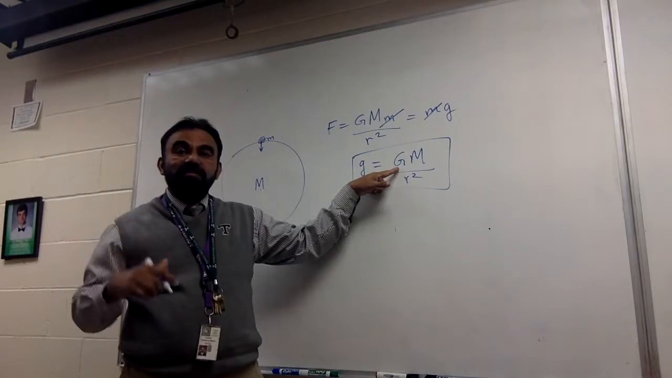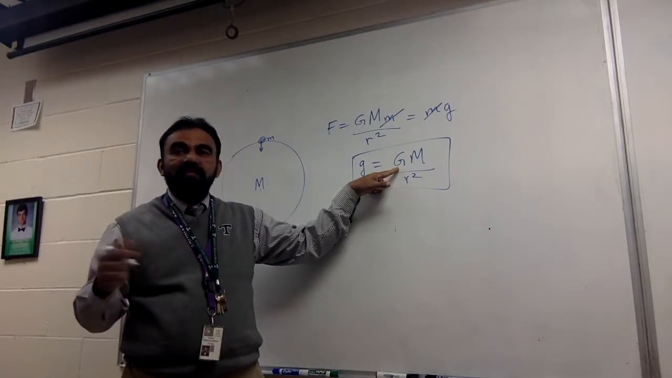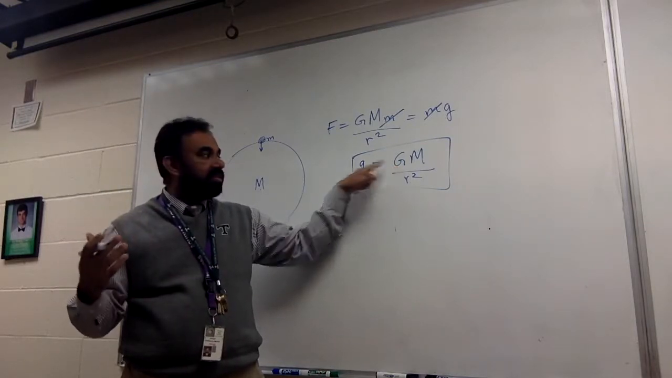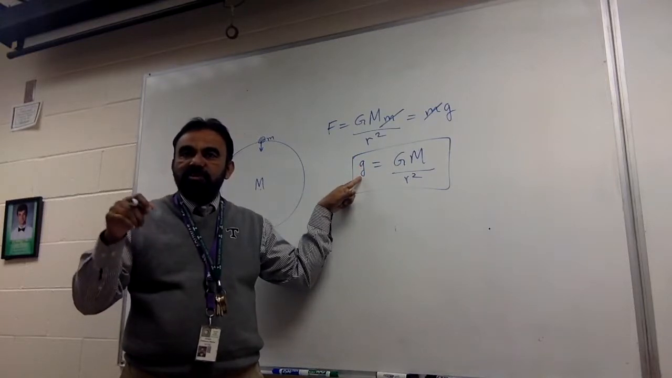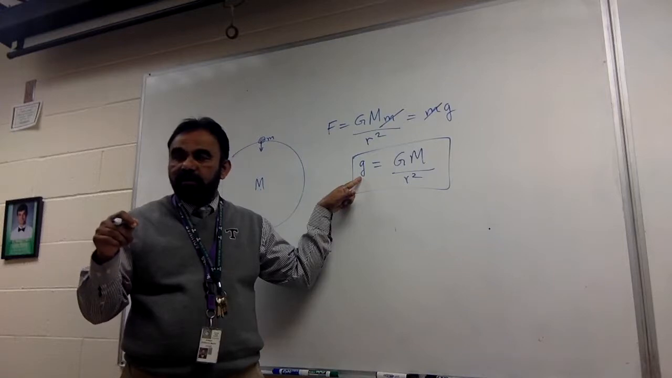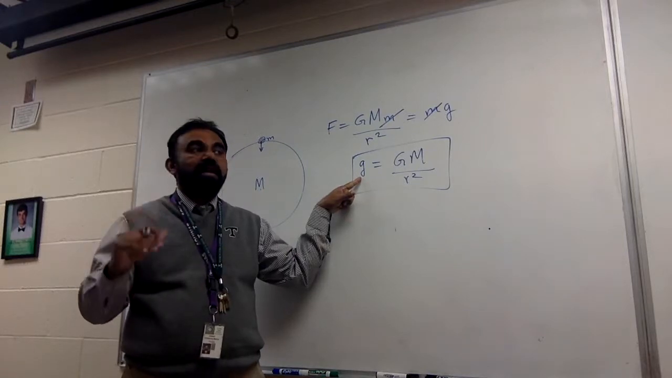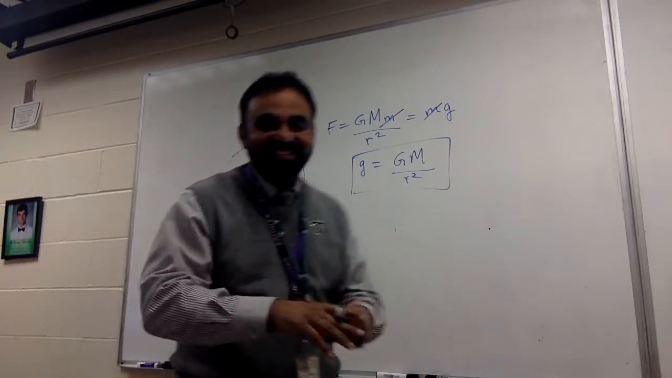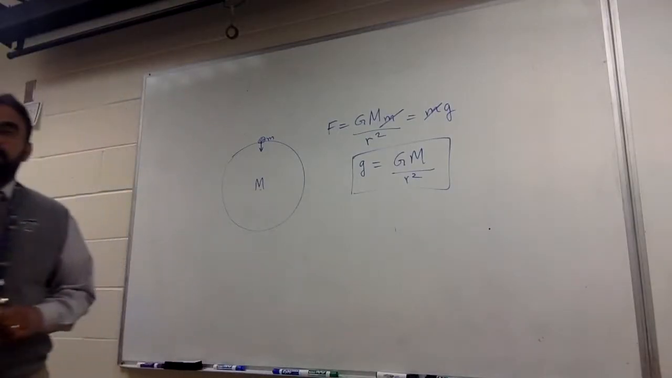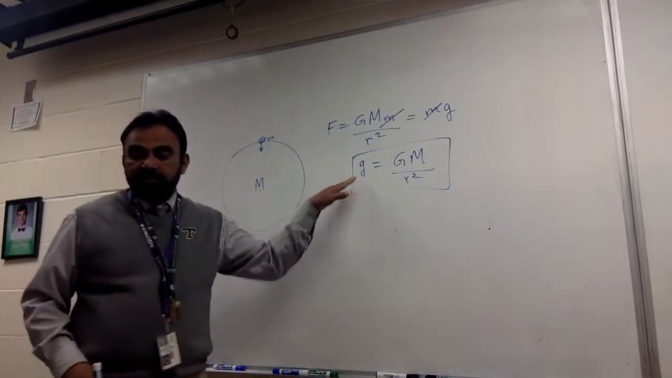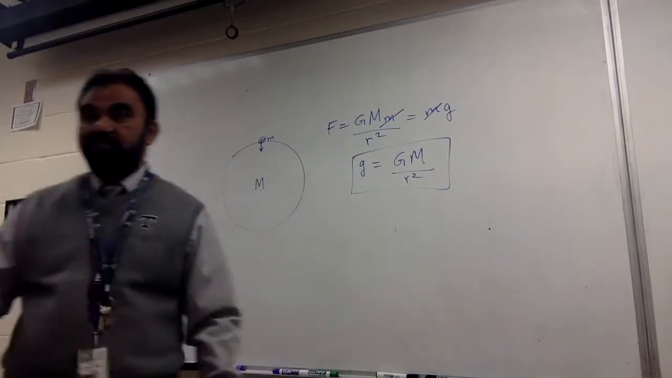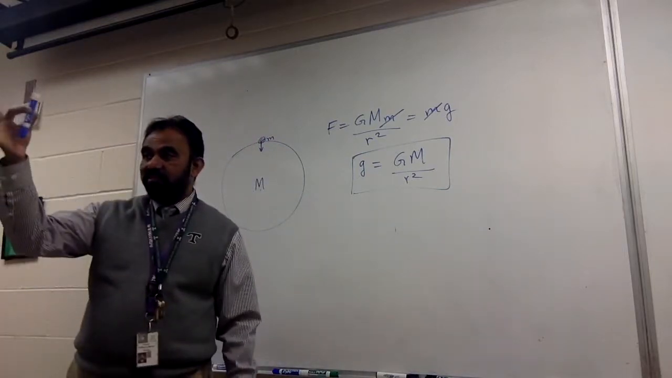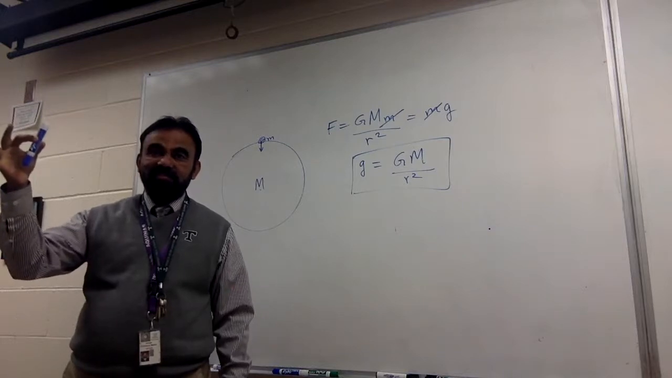6.67 times 10 power minus 11, the universal gravitational constant. And what is the small g? Acceleration due to gravity where? On Earth. On the surface of that planet. So this is the equation for any mass. So this marker has a gravity.